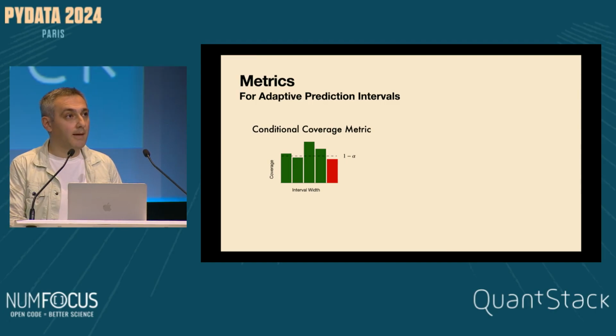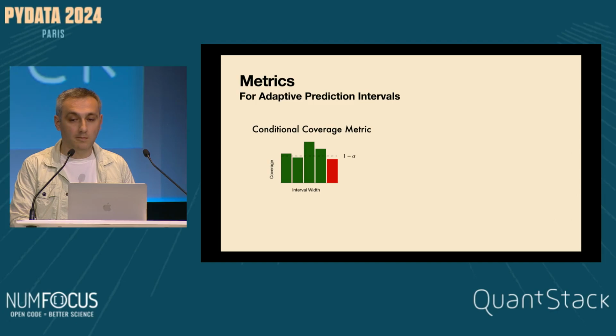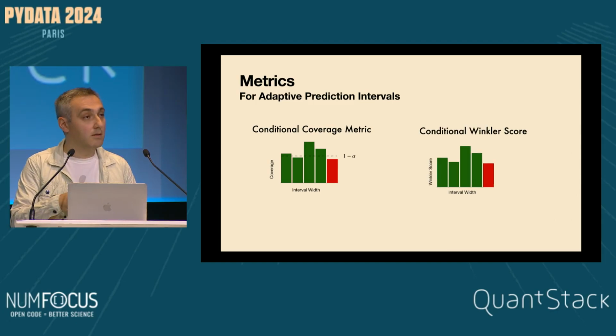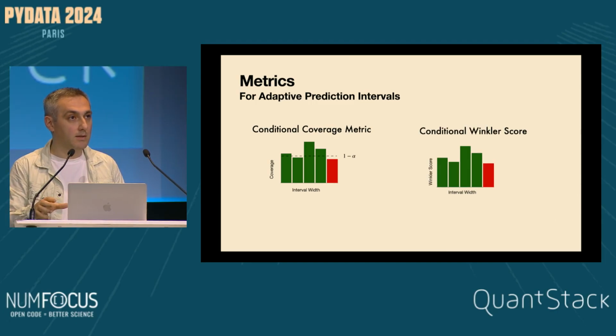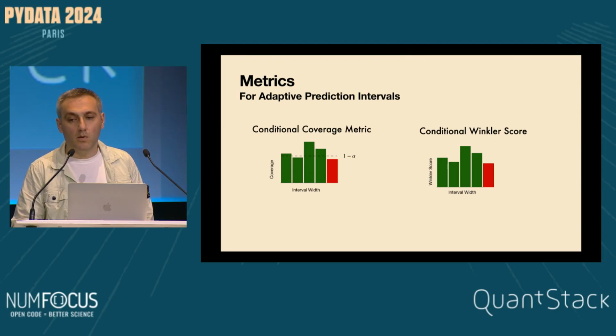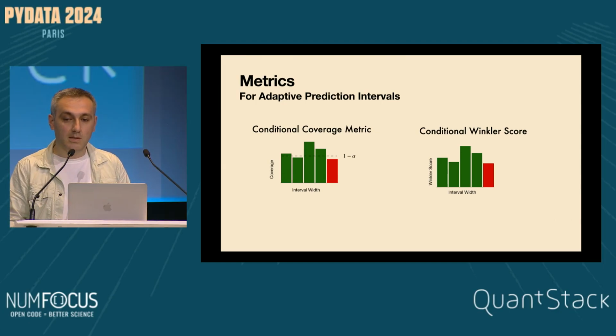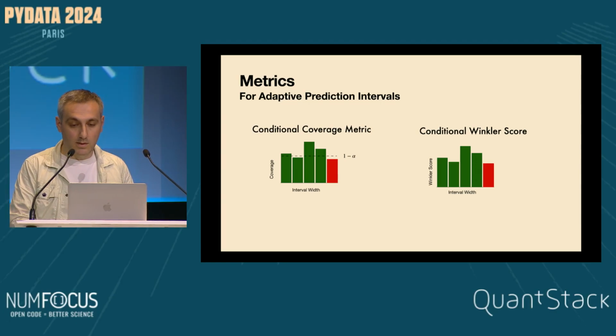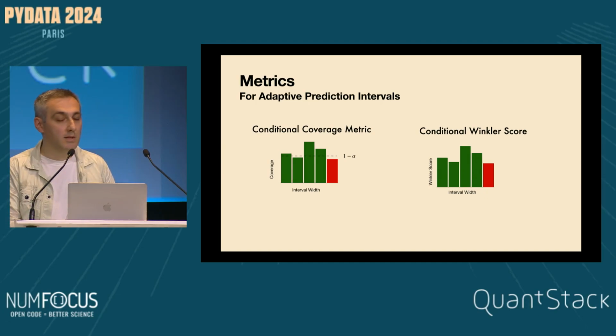We want to replicate the same for the Winkler score because it combines coverage as well as the widths of the interval. The only difference is that in this case we compute the average Winkler score in each bin instead of the coverage. So we identify the bin with the worst score, and that would be our conditional Winkler score. So these are the metrics that we will be using to assess our algorithms.